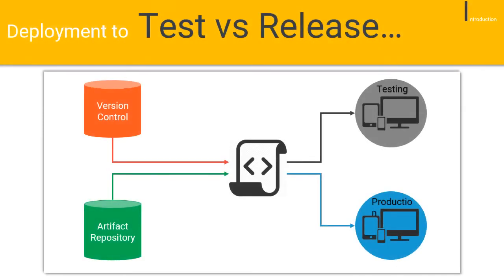So what exactly is the difference between deploying to test a software and deployment for releasing a software? We have an illustration here that shows how a software is being deployed. The upper portion shows how a deployment script can be used to deploy your software into a testing environment.